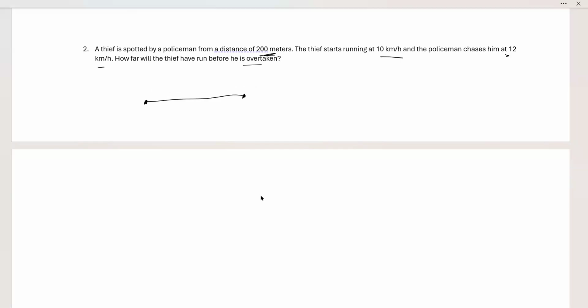Let's say this is the thief, and this is the policeman. When the policeman observed the thief, the distance between them is 200 meters. And immediately he observed the thief starts running in this direction at a speed of 10 kilometer per hour, and the policeman chases him at 12 kilometer per hour.